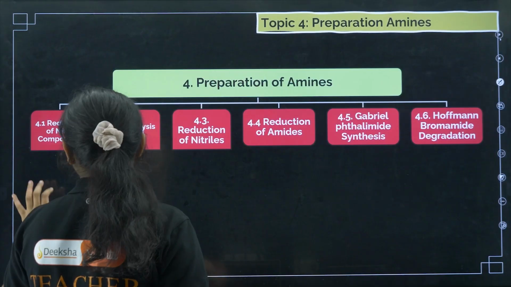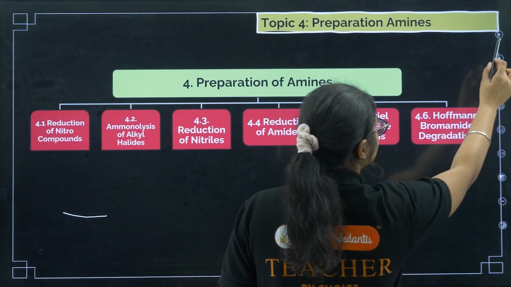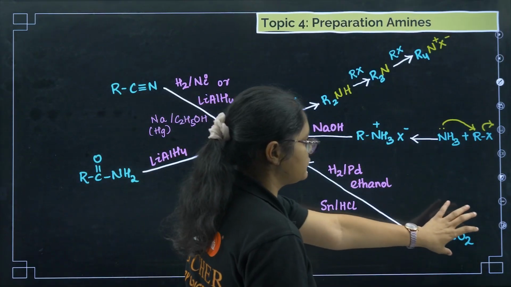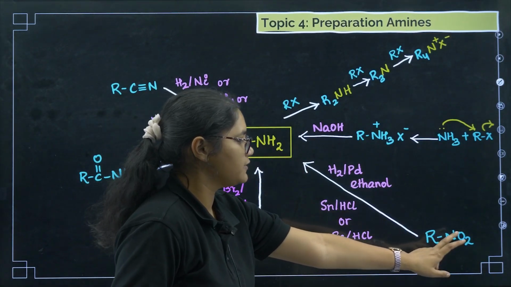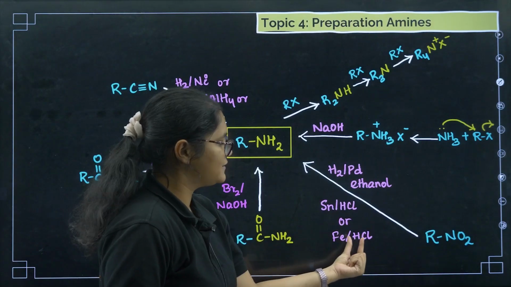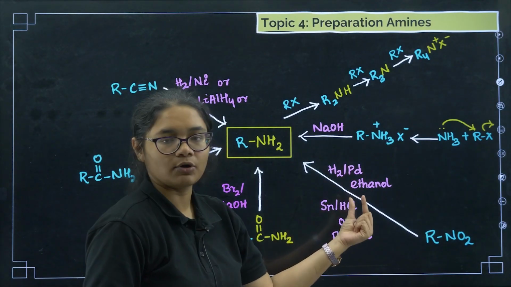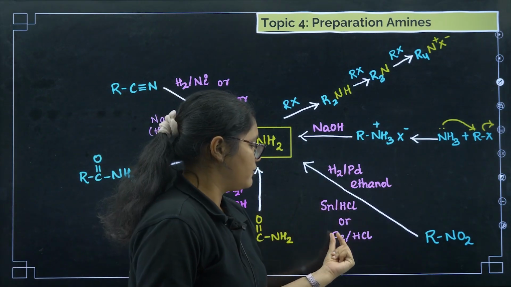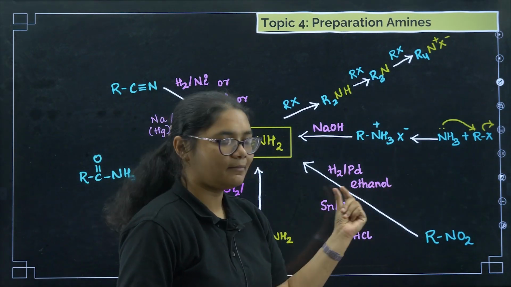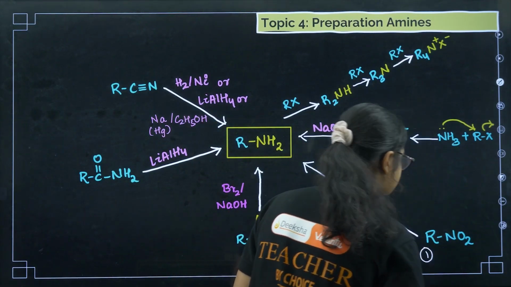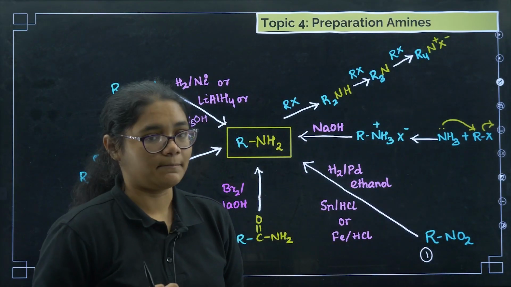Now let us study them in detail. What are the reagents used for each of them? So the first one was what? Reduction of nitro compounds. So I am starting from here. Reduction of nitro compounds, how can you do it? Using Sn/HCl or Fe/HCl or H2 palladium ethanol. So there are three reagents that we can use here: Sn/HCl, Fe/HCl or H2 palladium ethanol. That is the first thing. So this is your first method, reduction of nitro compounds.